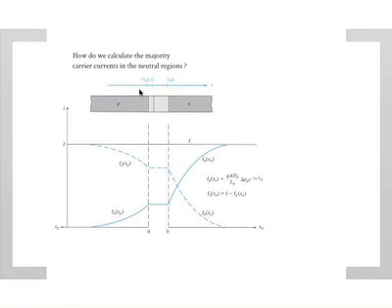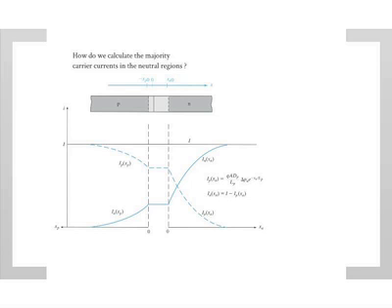Okay. So let's look at a different question. The question we can ask is, how do we calculate the majority carrier currents in the neutral regions? We said early on when we talked about this that the current in the neutral regions is carried mostly by the majority carriers, first of all, right?